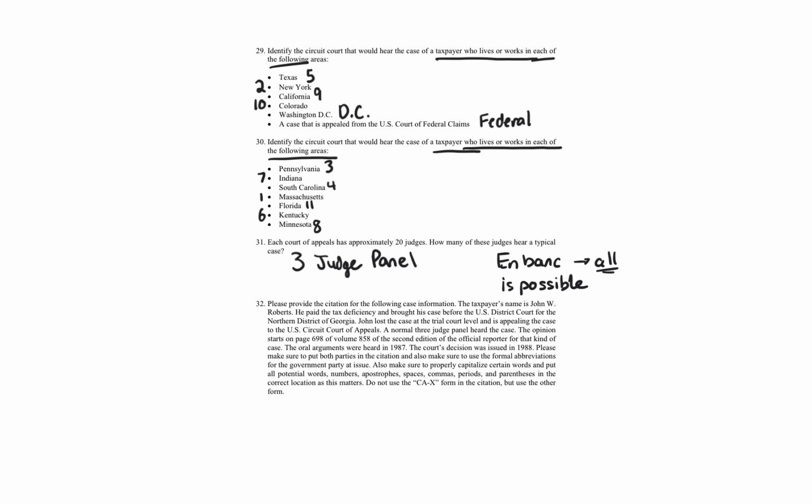Also make sure to properly capitalize certain words and put all potential words, numbers, apostrophes, spaces, commas, periods, and parentheses in the correct location, as this matters. Do not use the form CA and then the number, or DC or Federal, in the citation, but use the other official form in the citation.